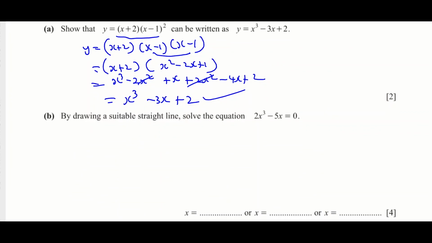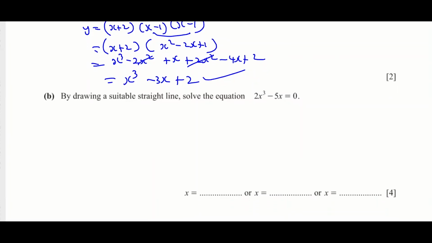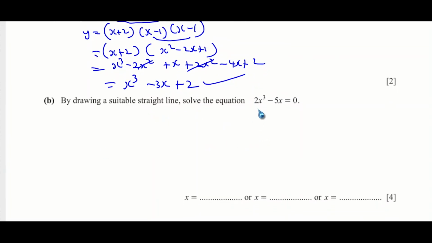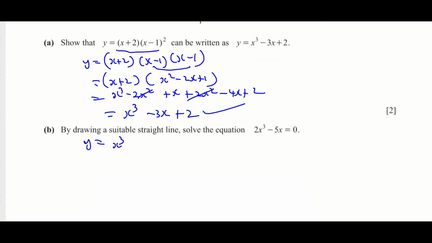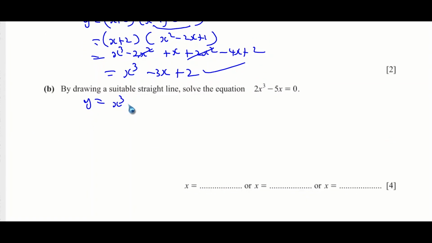By drawing a suitable straight line, solve the equation this. So we have to write this in the form of this. So y equals x cubed minus 3x plus 2. Let me write it so you can see. So we need to write this in the form of this.